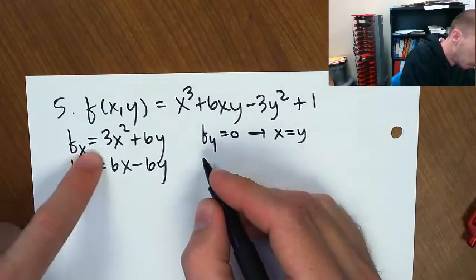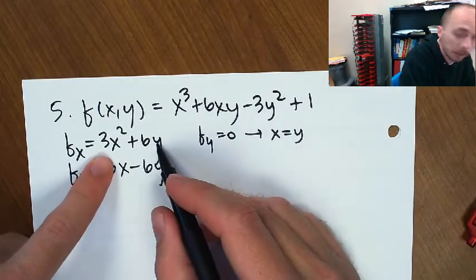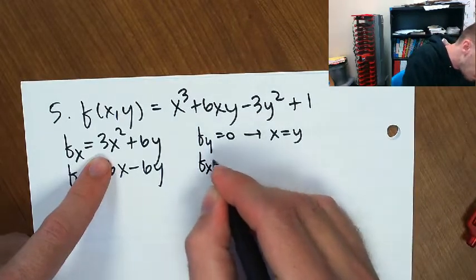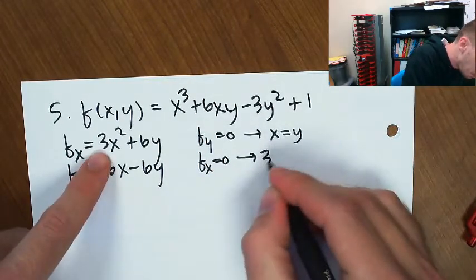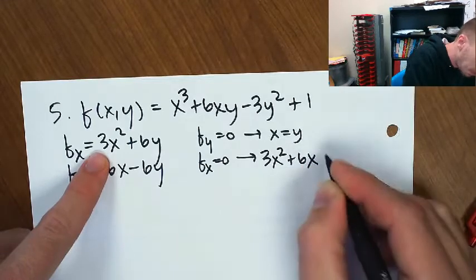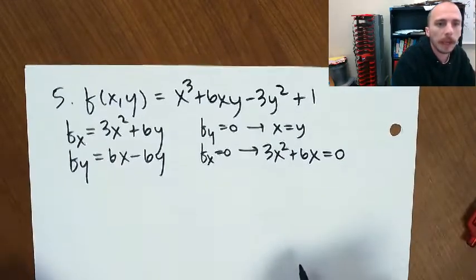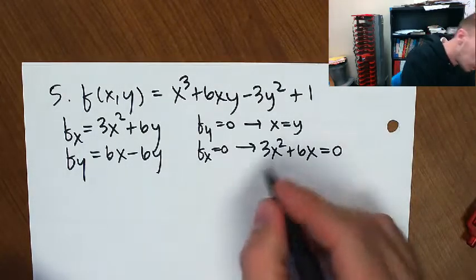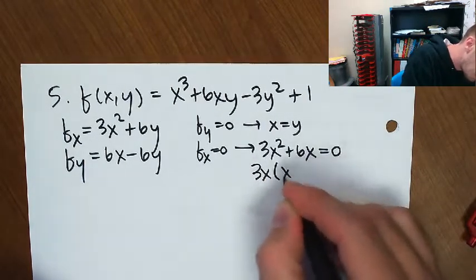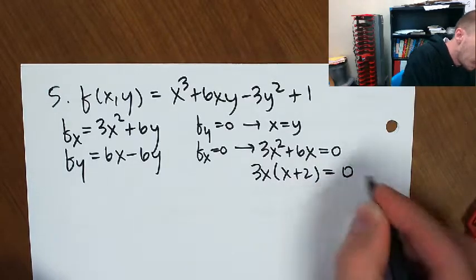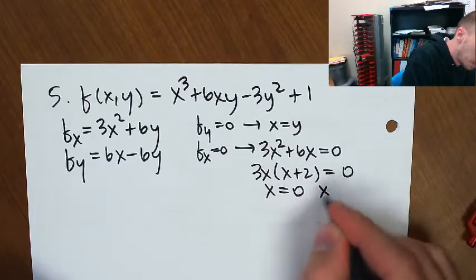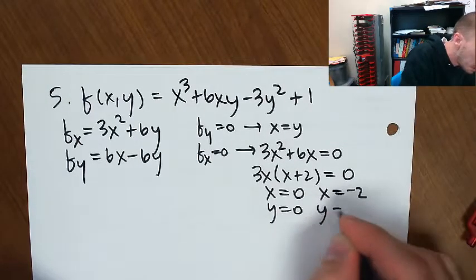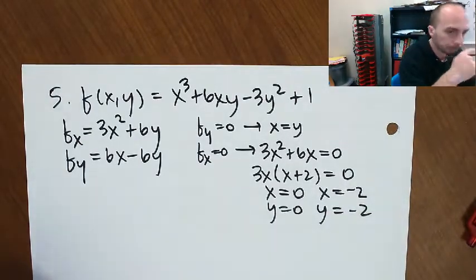Then I'm going to go into fx equaling 0 and probably on y, it really doesn't matter, you're going to have the same thing. That gives me 3x squared plus 6x is equal to 0. I just need to factor, I guess, 3x times x plus 2. That's at x equals 0 and x equals -2. And we already know that y equals x, so I'm going to need that.